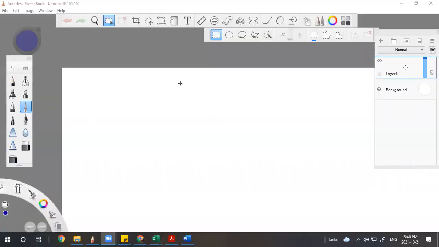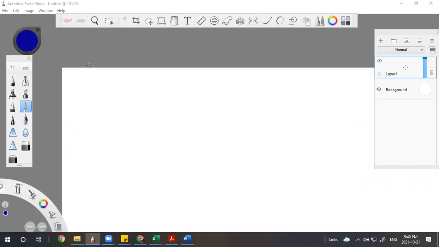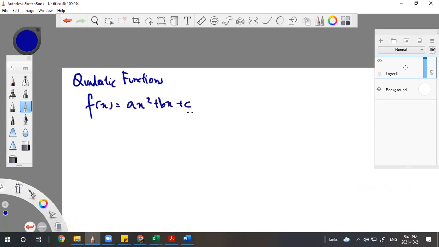Okay, I already see all the topics for quadratic functions. So for quadratic functions, as we start from the beginning, it's y, right? Or f(x). So f(x) equals ax squared plus bx plus c.